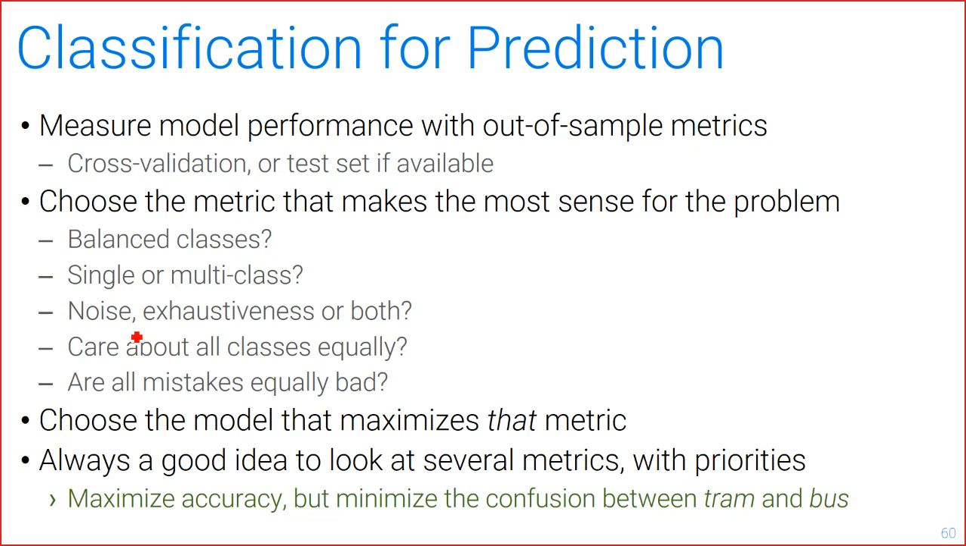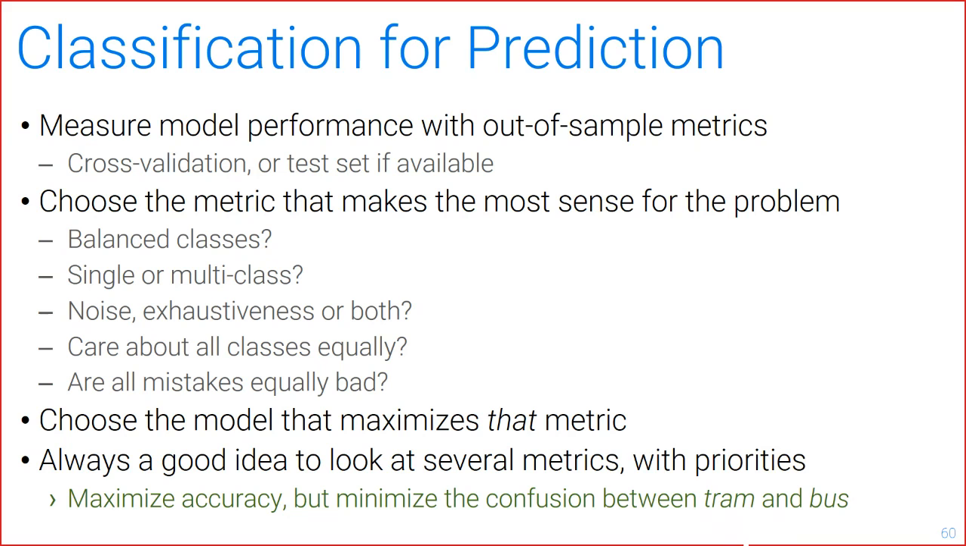So again, if we are working on a test for COVID-19, you want to make sure that you never miss a positive case. So you have to look for that specifically. And whatever criterion you choose, again, you choose the model that maximizes that criterion, and that's it. It's usually a good idea to look at several metrics, not just the one, but have certain priorities. So for example, you might want to maximize the accuracy, but minimize the confusion between tram and bus, because we never want to make that confusion or that mistake for whatever reason. So normally it's going to be some kind of hierarchy of metrics, and you start maximizing one and then the other and then the other, etc., etc.